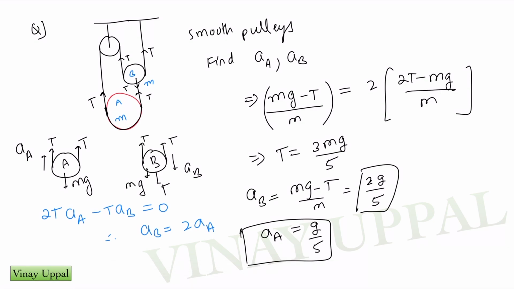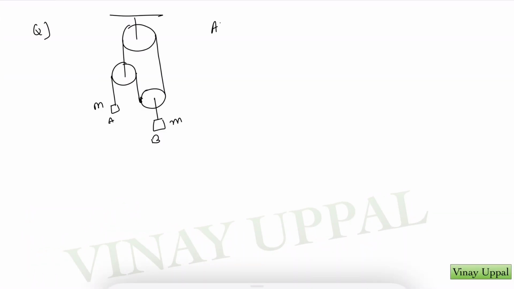Let's do one more problem. Alright, so in this problem, all pulleys are massless and smooth. The question is asking to find the acceleration of A and B.